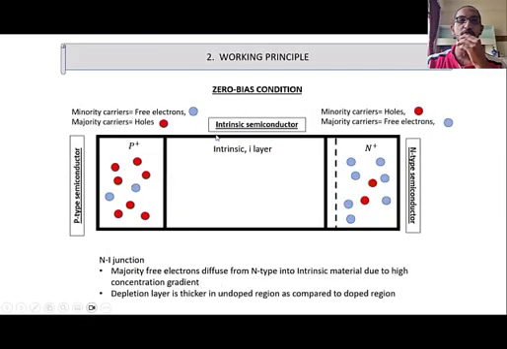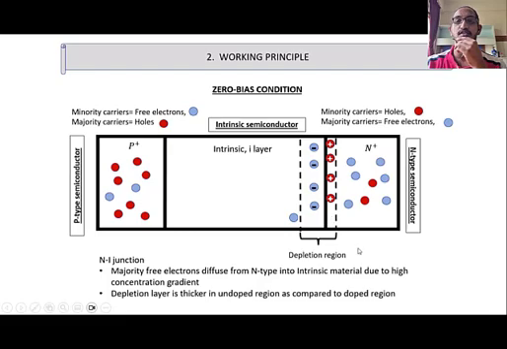Moving on to the working principle of PIN photodiodes. In zero bias condition, the majority charge carriers of the N region will diffuse into the intrinsic material due to the higher concentration gradient. The depletion region across the NI junction is created due to the diffusion of charge carriers between the junction of the N and I regions. As a result, a thin depletion layer is induced in the N region, whereas a thick depletion layer of opposite polarity is induced in the intrinsic region.